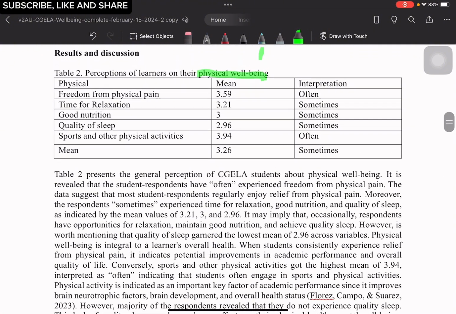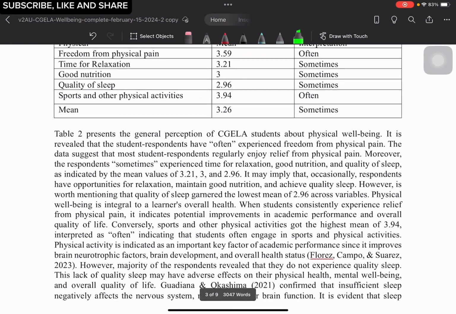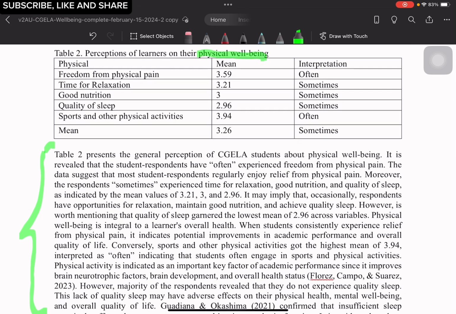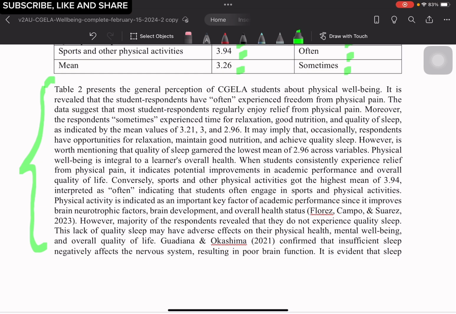And then immediately after the presentation of the results for this particular domain, the immediate part that should follow is the interpretation of the table. So what do these figures mean and how are they related to the verbal interpretation? This is what is being discussed immediately after the presentation of the table.